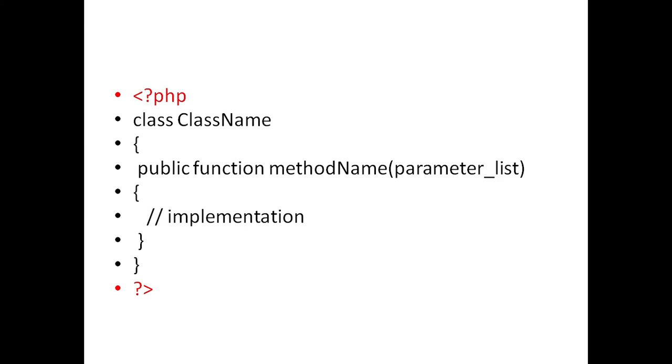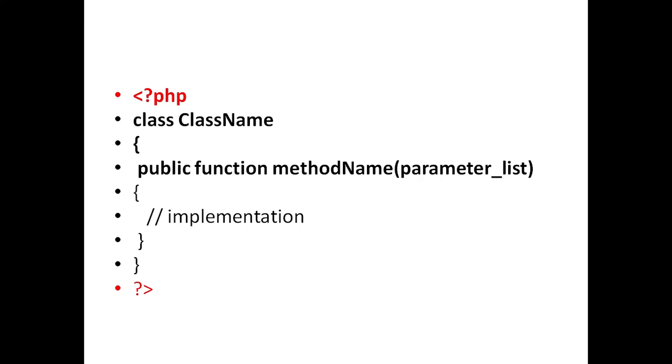The general syntax for defining a method is: first, declare a class, and under the class define public, function, and the method name and the parameter list, and after the opening curly bracket give the implementation code and then close the braces.